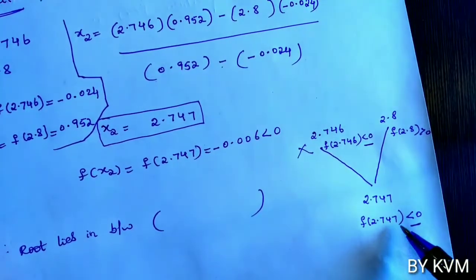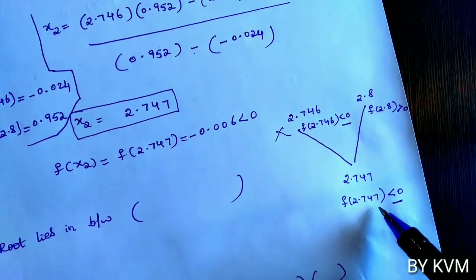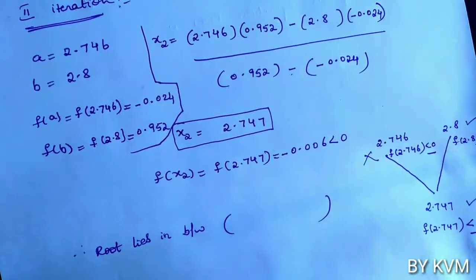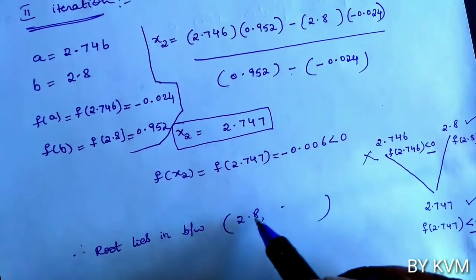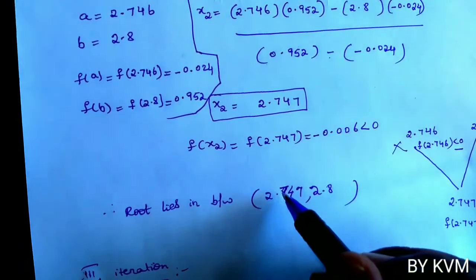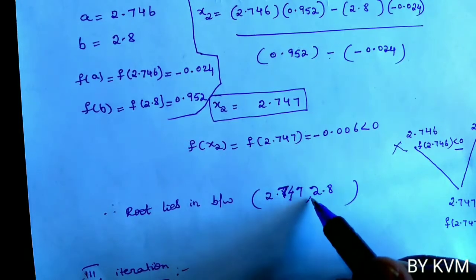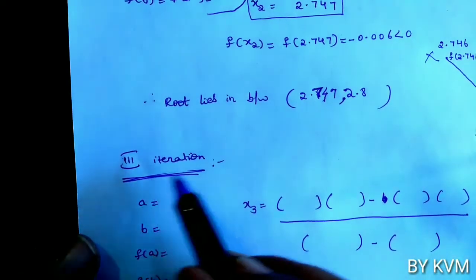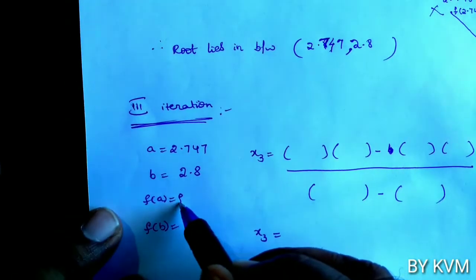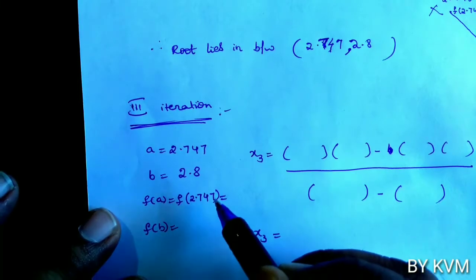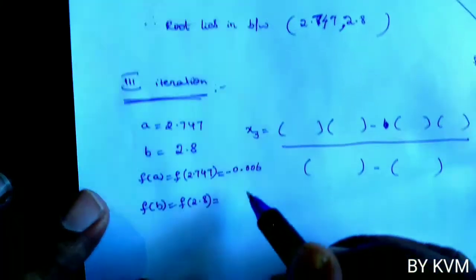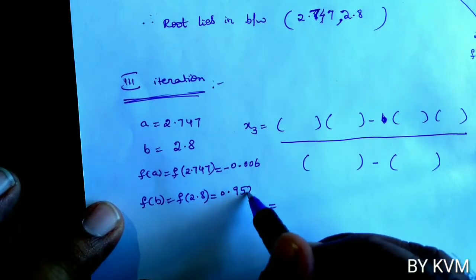If you take 2.8 and 2.747, f of 2.8 is greater than 0 and f of 2.747 is less than 0, so the intermediate value property is satisfied for 2.8 and 2.747. So the root lies in between 2.747 and 2.8. Again in the third iteration, take a equals 2.747, b equals 2.8, and f of a is f of 2.747, that is minus 0.006, and f of b is f of 2.8, which is 0.952.